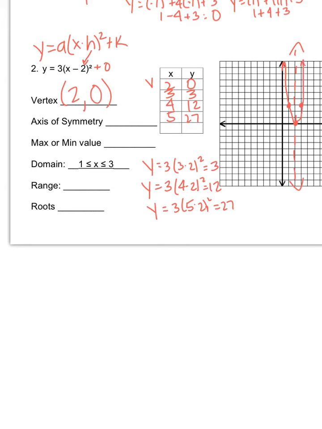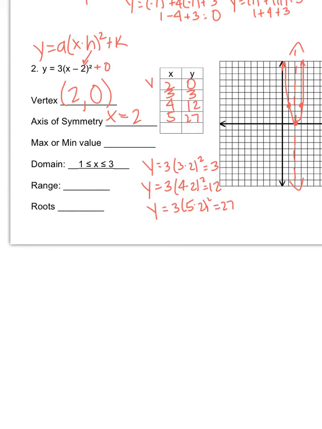Okay, so axis of symmetry. Remember, axis of symmetry line is always x equals. If you don't write that, I will count it wrong because if you just put the number, it doesn't tell me that it's a vertical line. So x equals wherever it crosses the x-axis, which is the x value of your vertex. So it would be x equals 2.